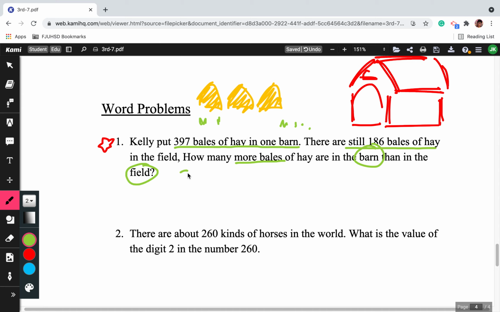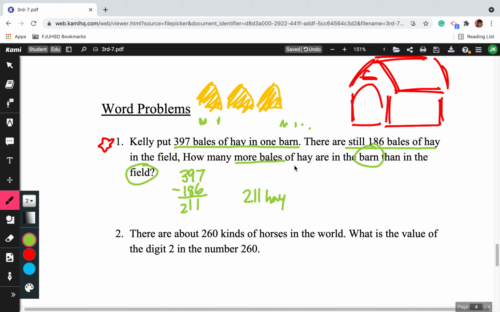So we get 397 minus 186, and that's going to be 7 minus 6 is 1, 9 minus 8 is 1, 3 minus 1 is 2. Therefore, there are 211 bales of hay more in the barn than out in the field.